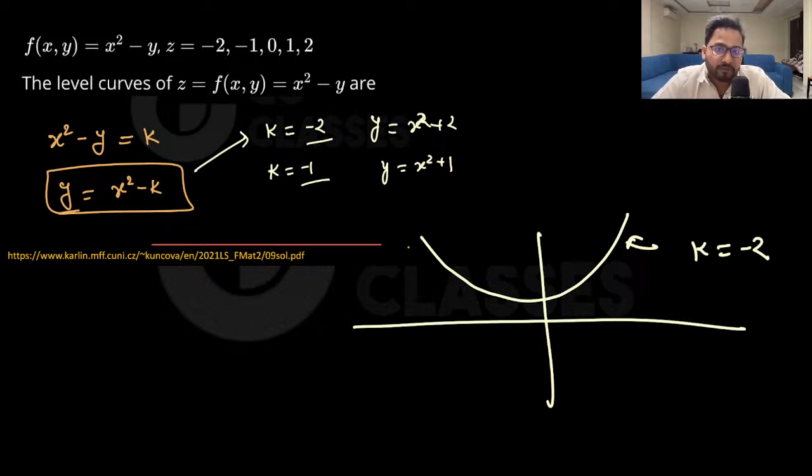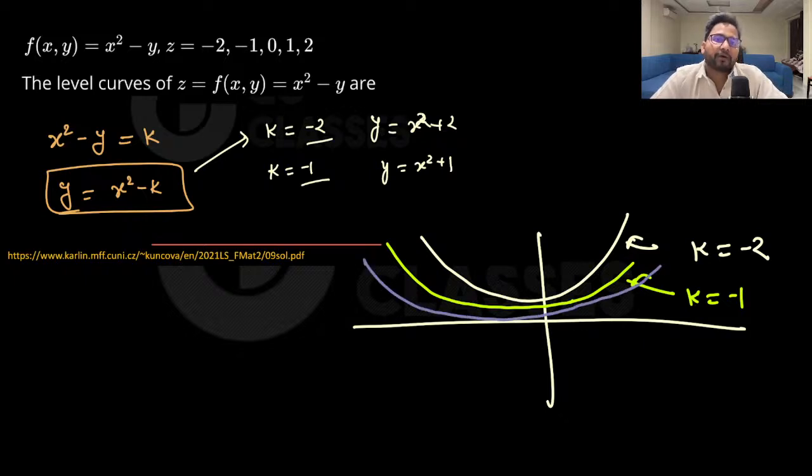For k equal to minus 1, you are getting this contour, like that. For k equal to, let's suppose, 0, it is x square, and you will be getting another contour. So basically this is the very first example where we are drawing the contours.